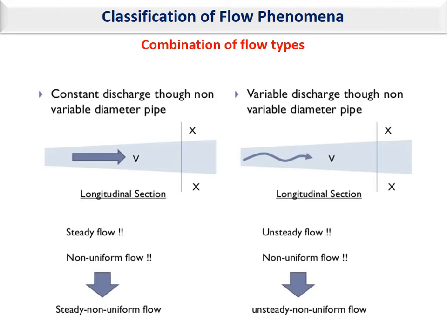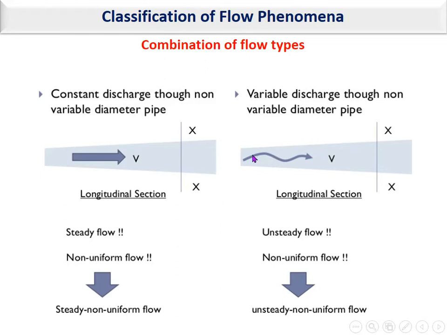It may be interesting to know that you can combine different types of flow, or actually there are different combinations of flow in the real world. For example, suppose that we have the same expanding pipe as in the last slide. Here you have a pipe where the cross-section is increasing in the x direction and the flow is steady, but the flow is non-uniform because the velocity will change. So you have a steady non-uniform flow.